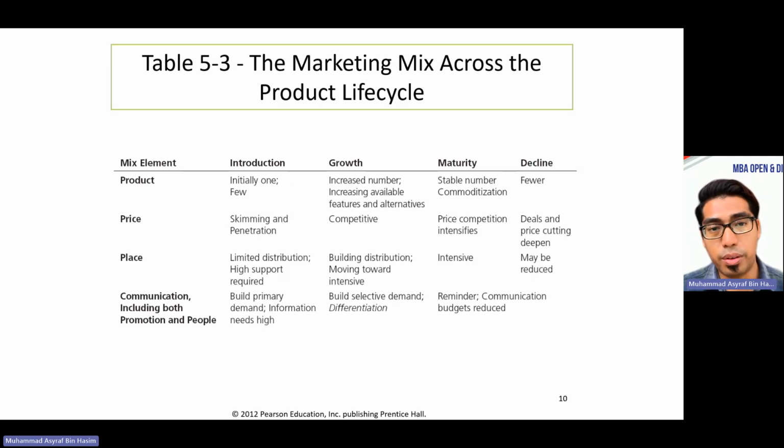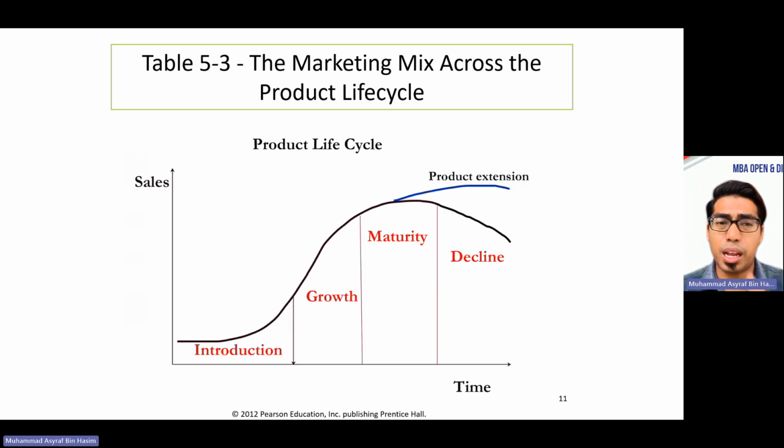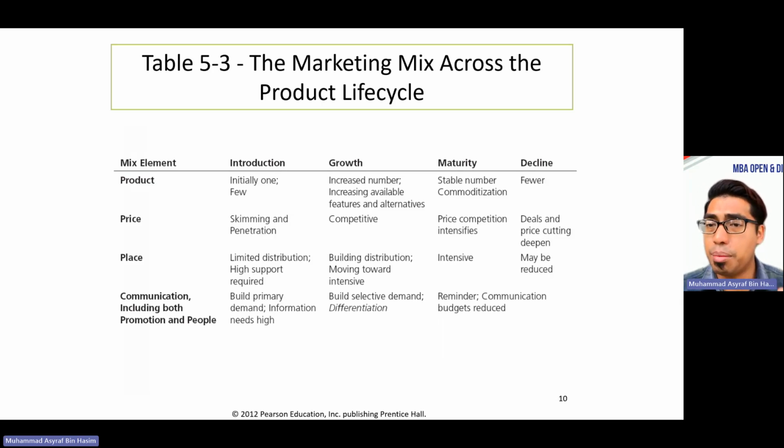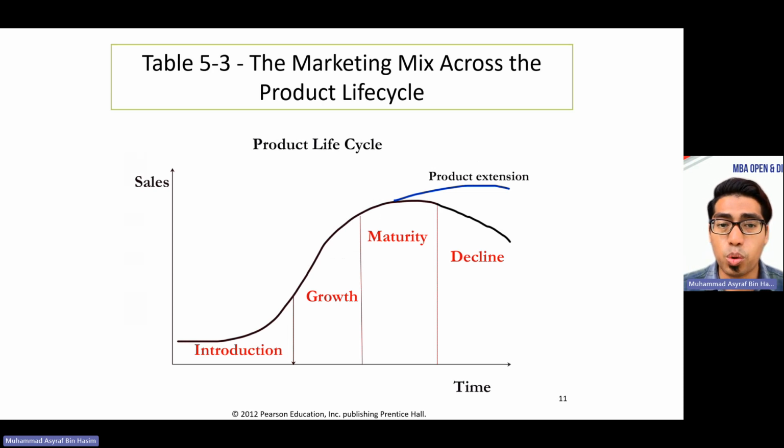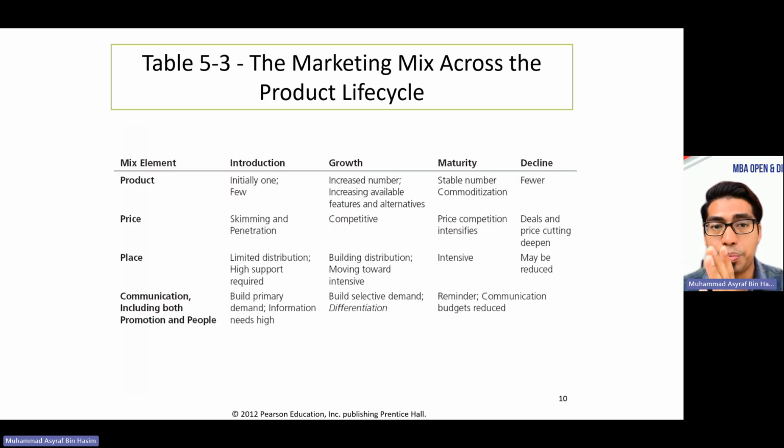So these 4 P's, we mix across the product life cycle. From the product life cycle, we cross the marketing mix elements with each stage. Let's look at the product life cycle first: introduction, growth, maturity, and decline. If we match the marketing mix and the product life cycle, you can see that for introduction there are not many products, growth starts to increase, maturity is a stable number, and decline has fewer products. The same goes for the rest of the marketing mix elements.